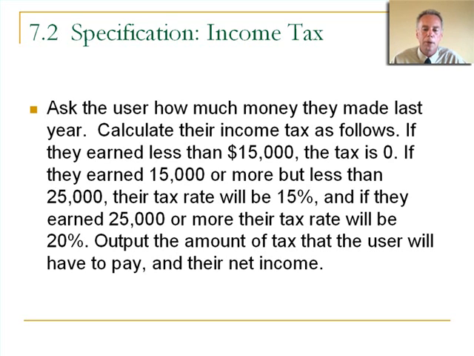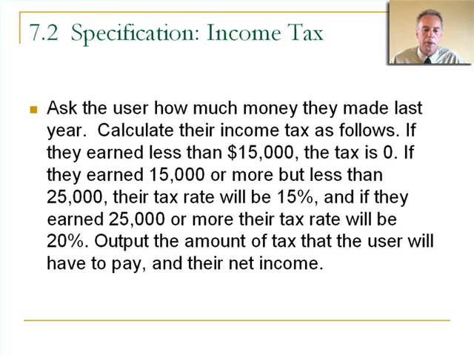Ask the user how much money they made last year. Calculate their income tax. If they earned less than $15,000, the tax is 0. So far, that's easy. If they earn $15,000 or more, but less than $25,000, their tax rate will be 15%. And if they earn $25,000 or more, their tax rate will be 20%. Output the amount of tax that the user will have to pay and their net income. The net income is the income minus the tax.